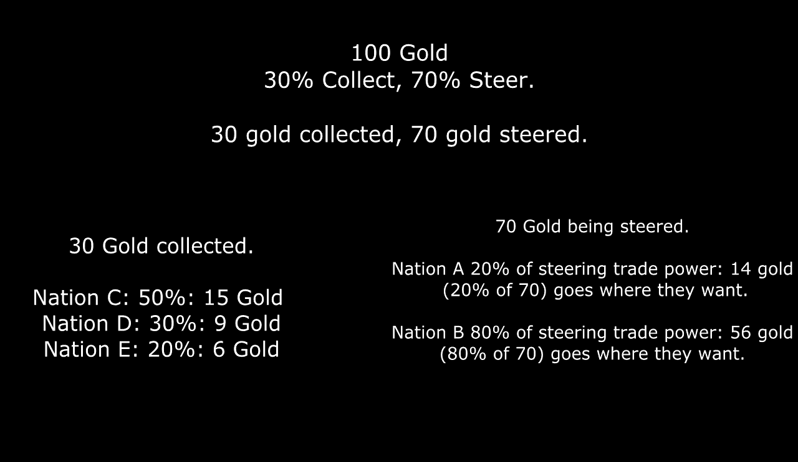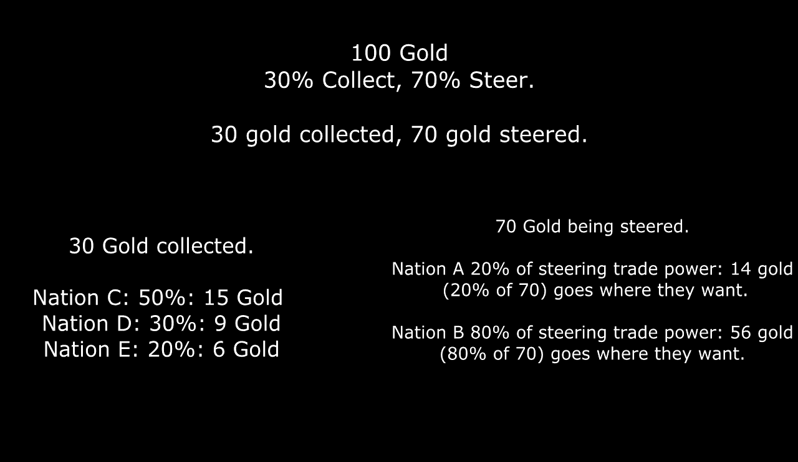So let's have a look at this imaginary trade node from the top. The trade node is worth 100 gold, and there are 5 nations trading in it, nations A through E. Nations A and B want the trade steered. Nations C, D and E want the gold collected.